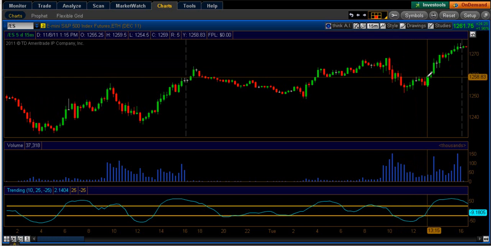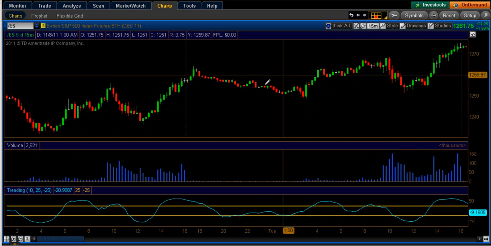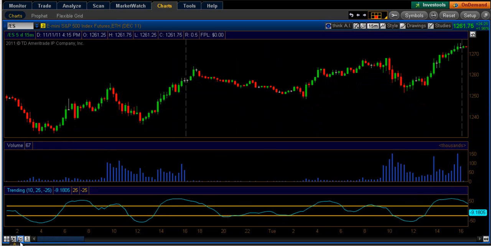And once again, depending on how aggressive you are, you either close here or here, or 58.50. Sorry, hold on. I had to find my spot on my screen here. 55.25. So that's the general premise of the indicator.